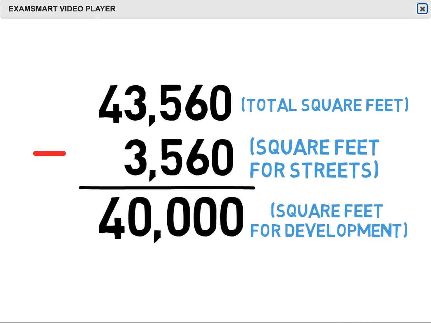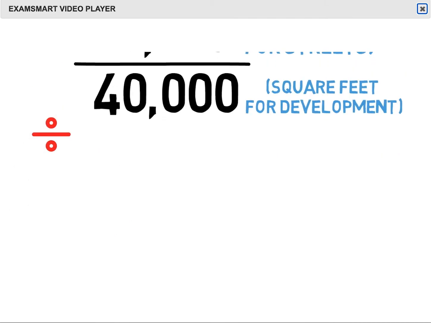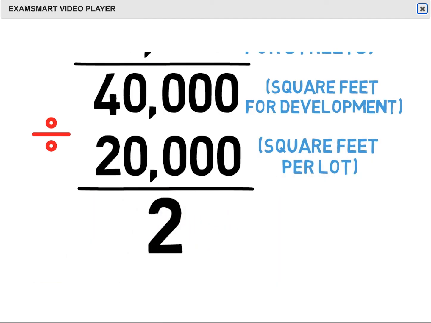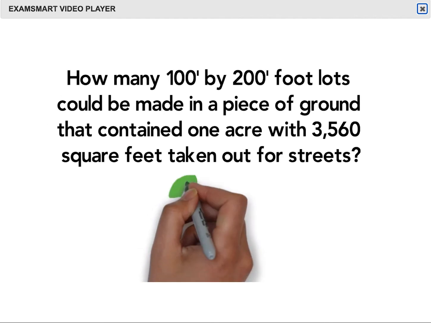Each of the lots will contain 20,000 square feet. So if I take 40,000 square feet total left over and divide by 20,000 square feet, that means that we can put 2 lots into this development. Our answer would be 2.